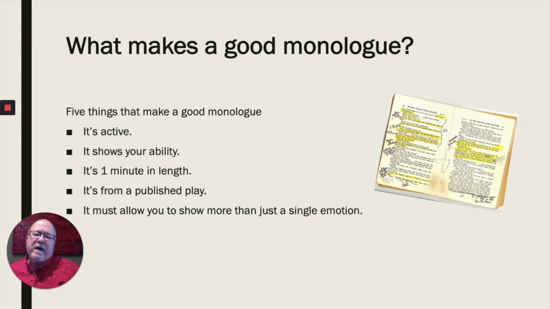So let's talk about what makes a good monologue. I think there are 5 things that make a good monologue. 1, it must be active. Now, some of you go out there and you find monologues in books. And yes, they're a monologue, but they're not good because they're a memory. You want something that is in the here and now. That's called being active. You want a monologue that shows your ability. You want a monologue that's about a minute in length. You want it to be from a published play. And you want it to allow you to show more than just a single emotion.